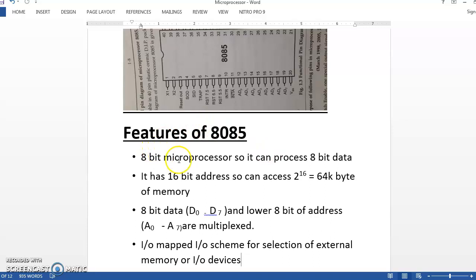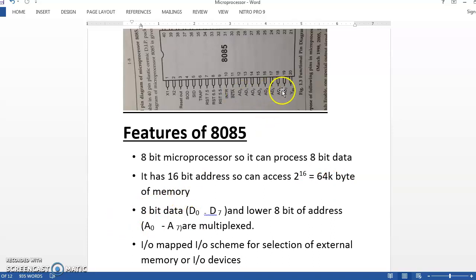It is an 8-bit microprocessor as we have already seen, so it can process 8-bit data at a time. The second thing is the address bus. It can access a 16-bit address, so a 16-bit address is available. So it can access 2 raised to 16, that is 64 kilobytes of memory. Since the address is 16-bit, 2 raised to 16 combinations are there, so 64 kilobytes of memory is possible with this 8085 microprocessor.